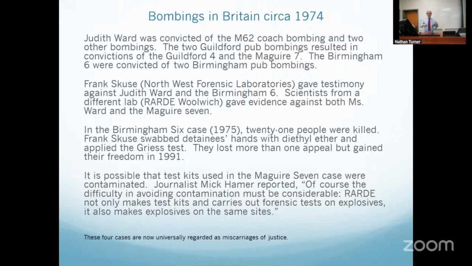All right. So 6 people who were traveling from Britain to Ireland were detained. Frank Skuse was the main forensic chemist in this work. He swabbed their hands, and he then used the modified grease test and said it's positive.